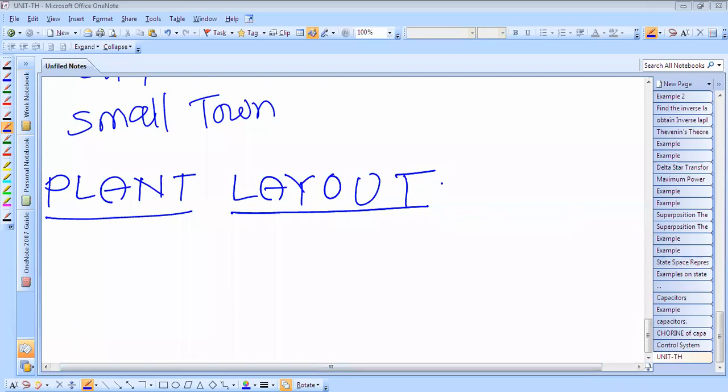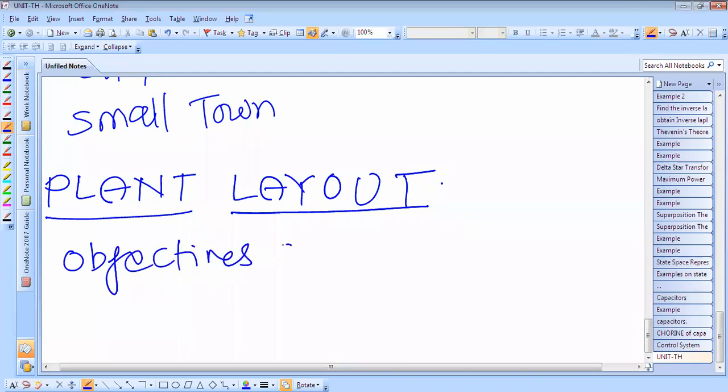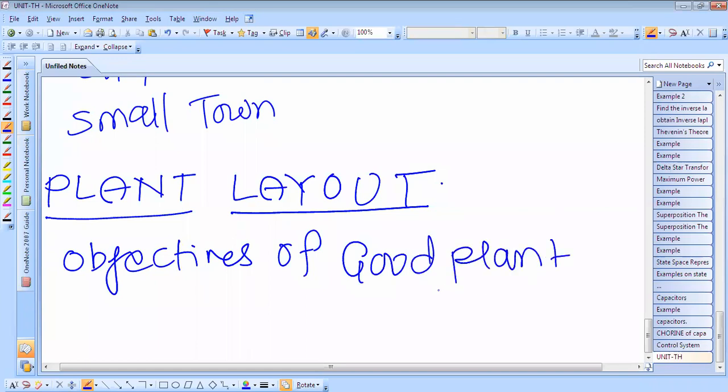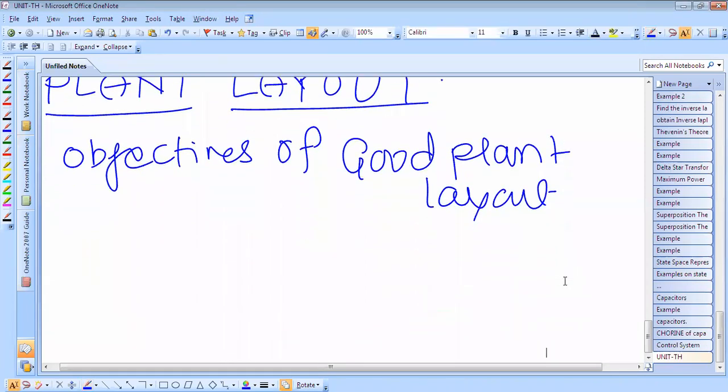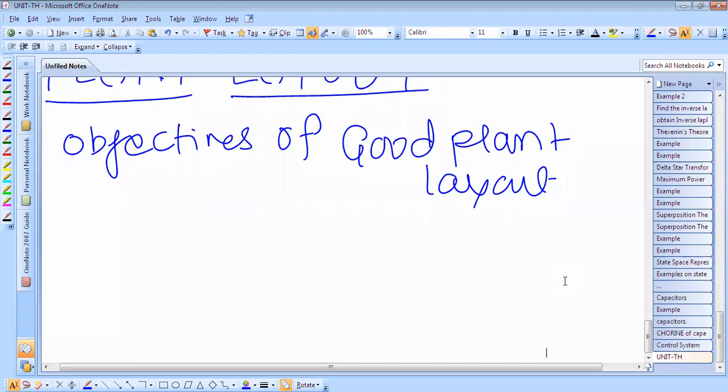Once you have selected the location, our next step is to have the plant layout. So what are the objectives of the plant layout? Which plant is a good plant layout? So the material handling and transportation is minimized and efficiently controlled, obviously. So material handling.